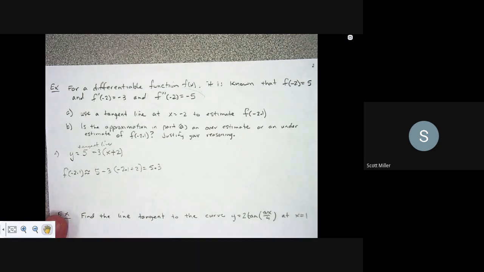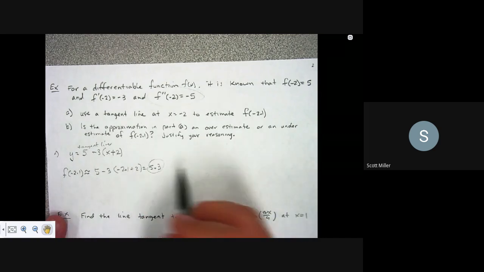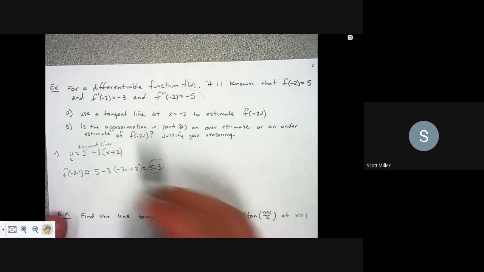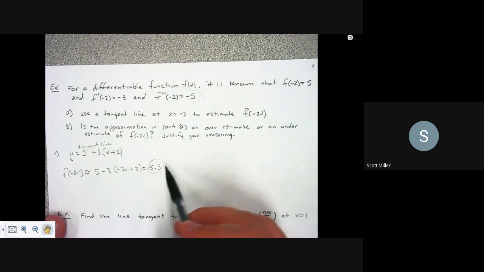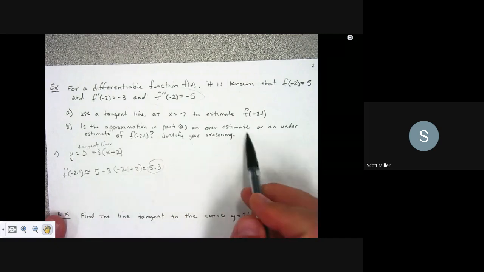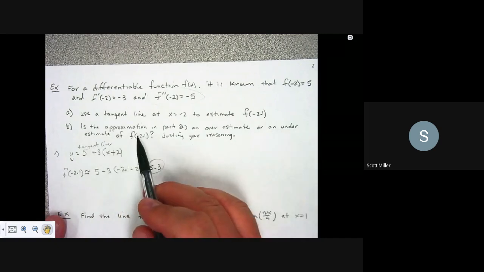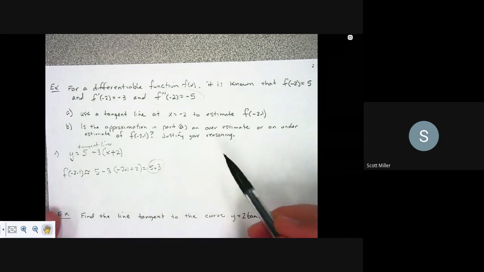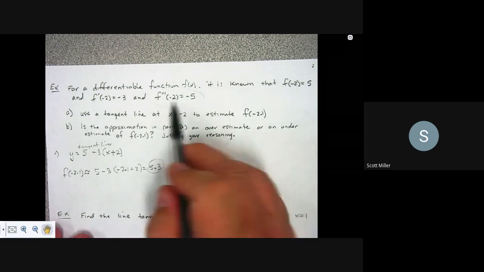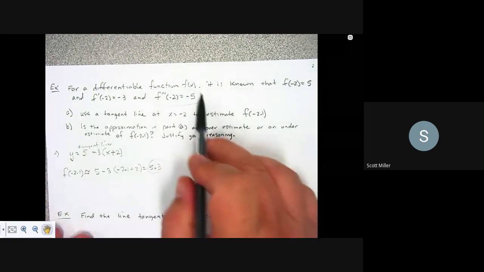Okay? So that is my approximation. So the next part here, part B, is this approximation going to be an overestimate or an underestimate of the actual value of the function at -2.1? And what is my reasoning? Okay? So that is determined by that right there.